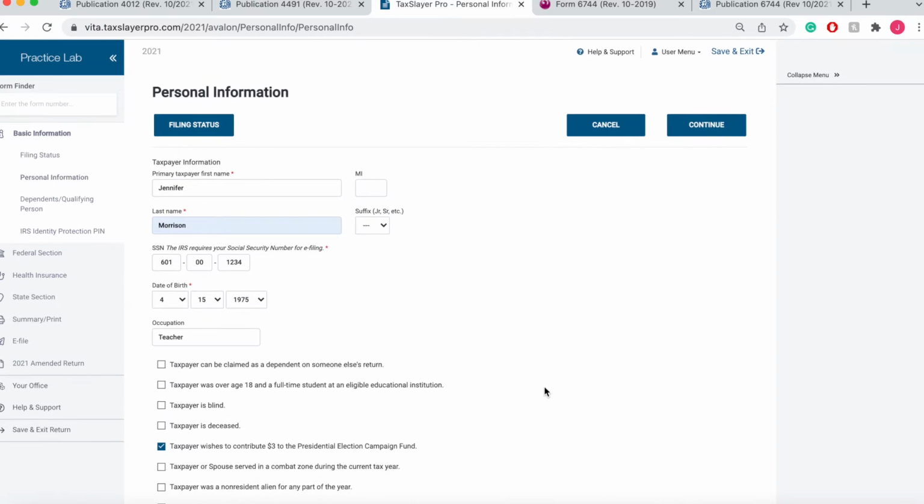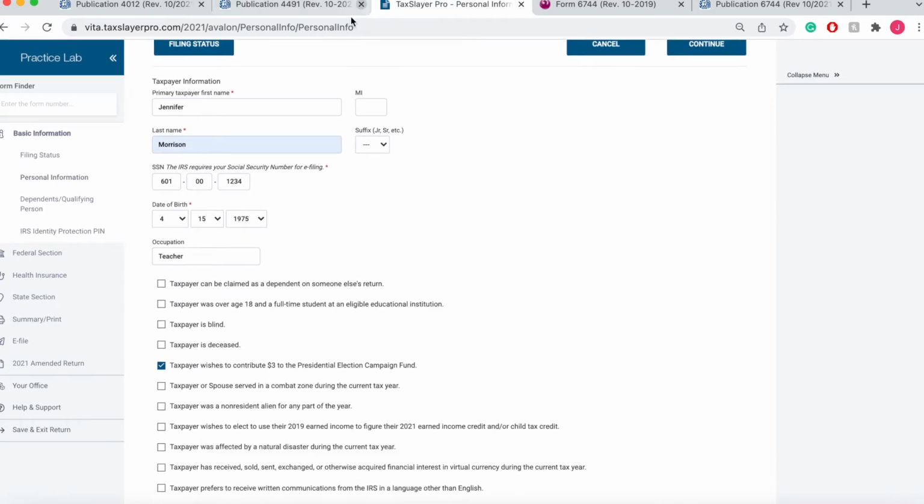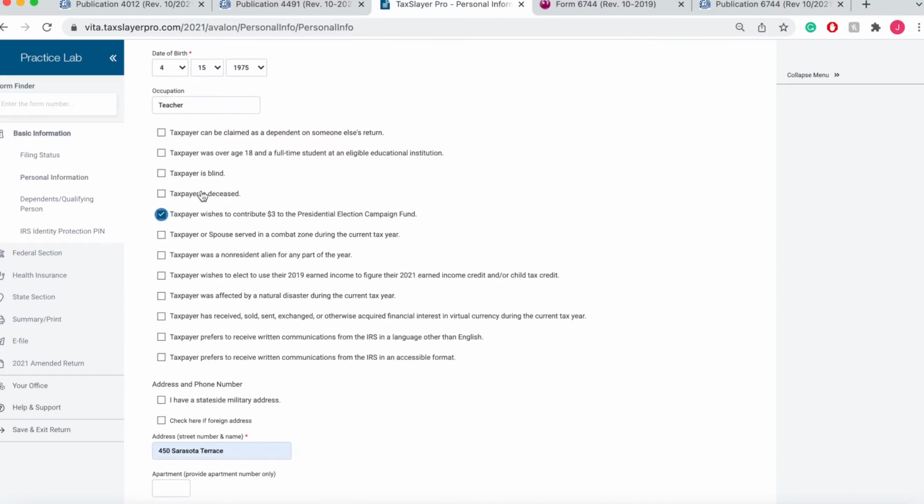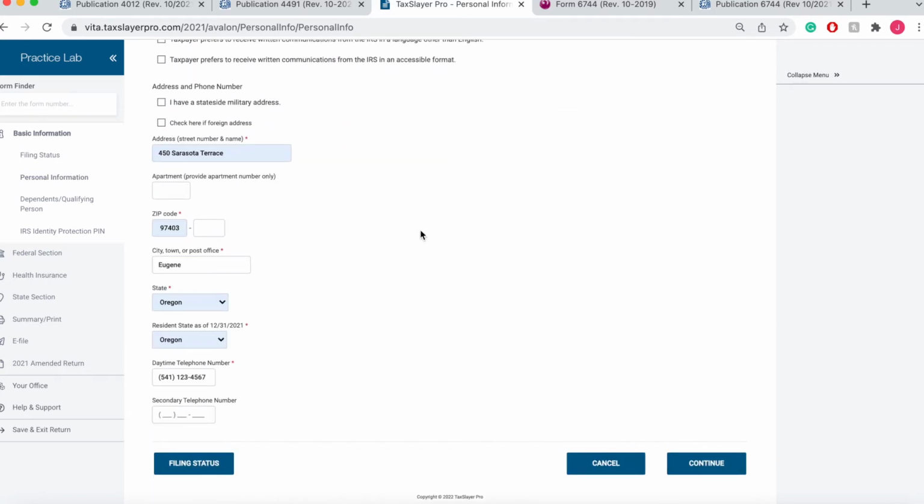And so you see there, we filled out all of the basic information about Jennifer, filled out her name, social security number was brought over for us, date of birth, occupation. She does want to contribute to the election campaign fund. There's her address, there's the zip code, city, state, phone, and we move forward.